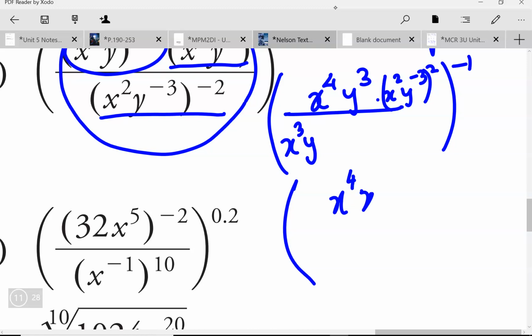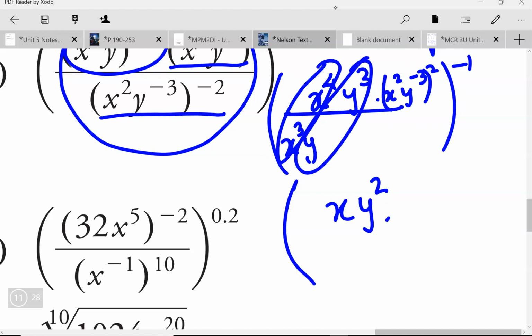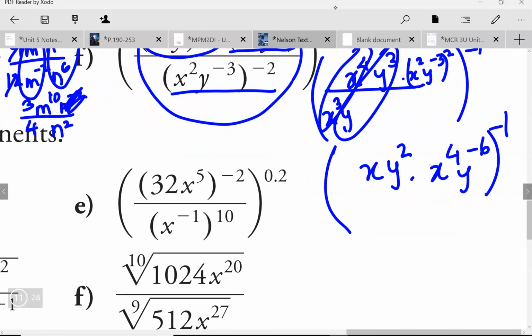Technically I could right away do some of the simplification here. This is just xy squared using like this and this. And then times, of course, x to the power of 4, y to the power of negative 6 to the power of negative 1. This is x to the power of y, y to the power of negative 4 to the power of negative 1.